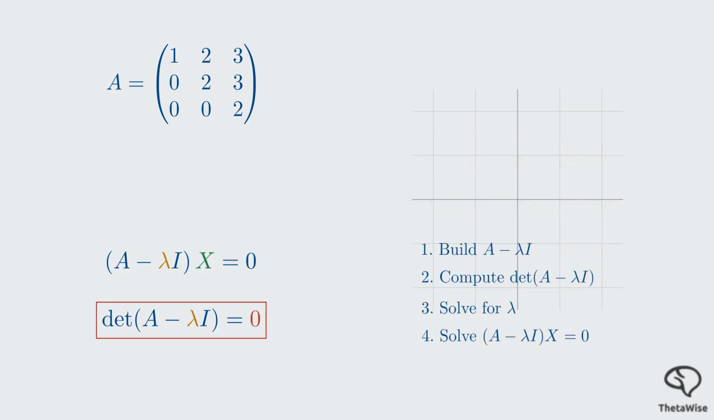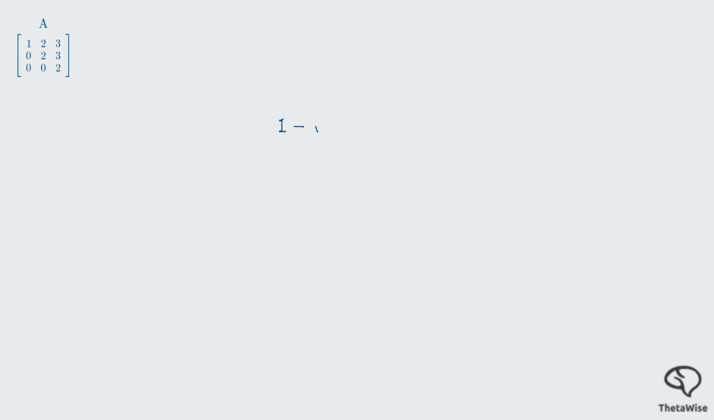The important workflow is therefore: build A minus lambda I, compute its determinant, solve for lambda, and then solve a homogeneous system for each eigenvalue. We will apply every step to the same upper triangular matrix from the notes. Let us calculate the eigenvalues of our matrix A.